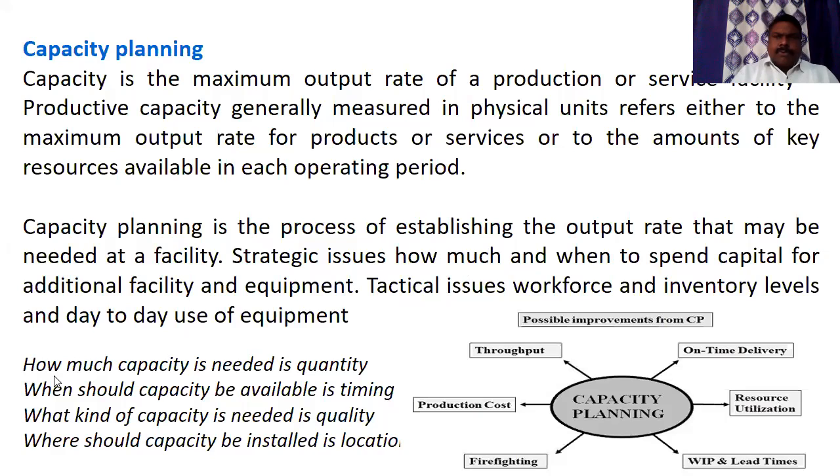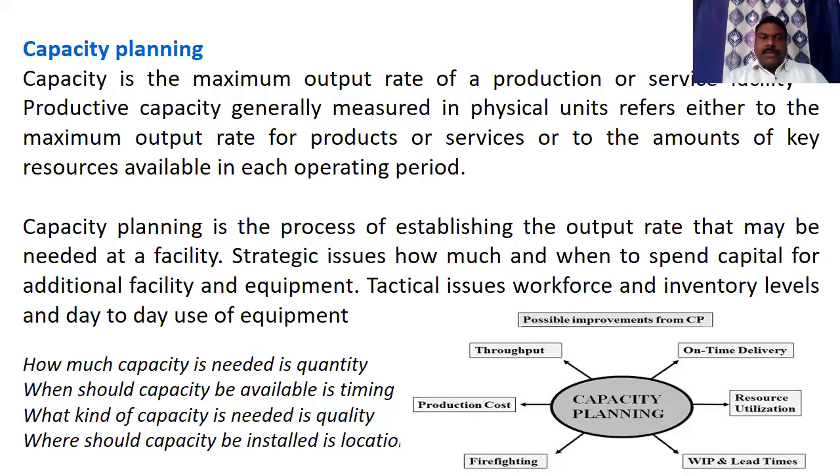Some questions we have to answer while planning: how much capacity is needed, that is the quantity, how much we have to produce. When should capacity be available, that is the timing, within 3 months, within 4 months, or long term. What kind of capacity is needed, that is the quality, what standardized things we have to produce. Where should capacity be installed?